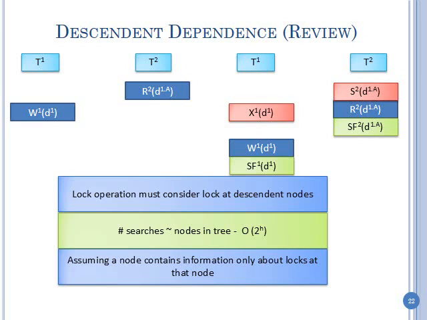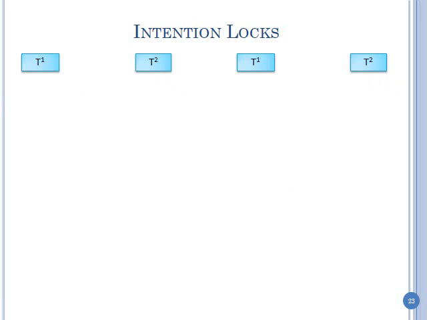Okay? So we've got a time-space trade-off here. We're going to have more lock bits around in the tree so that we can save on time. But we're not going to have so many lock bits that the space gets high. So we want the smallest amount of information possible. We're going to trade space for time here. So these are called intention locks.